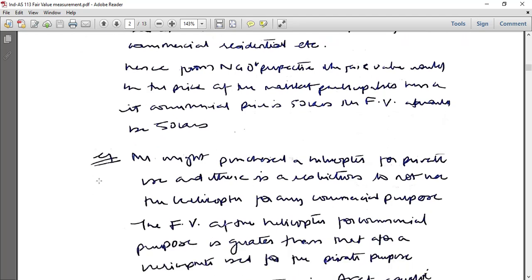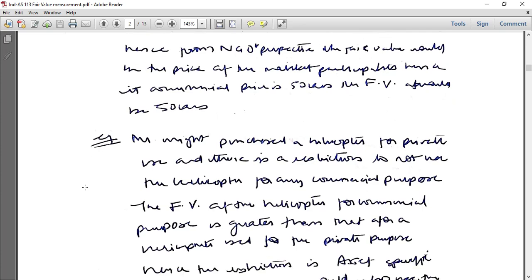Mr. Wright purchased a helicopter for private use, and there is a restriction to not use the helicopter for any commercial purposes. The fair value of the helicopter for commercial purposes is greater than that for private use. Hence, the restriction on the asset is specific to the entity and would not be considered for determining the fair value. The fair value would be the commercial price, which is the higher price for the helicopter.